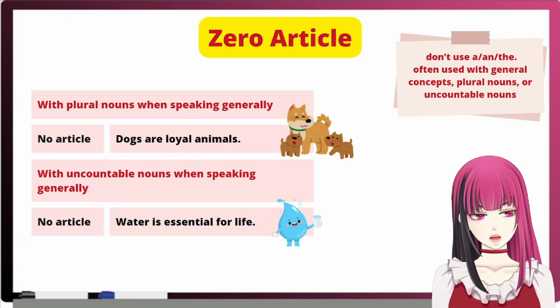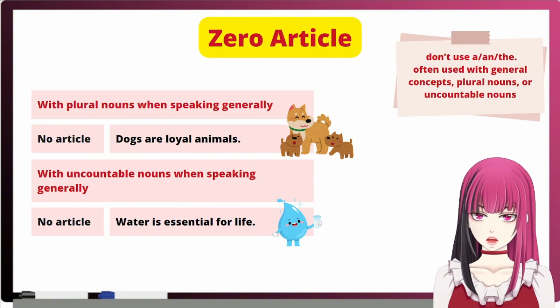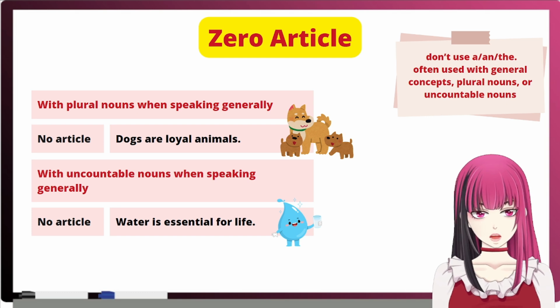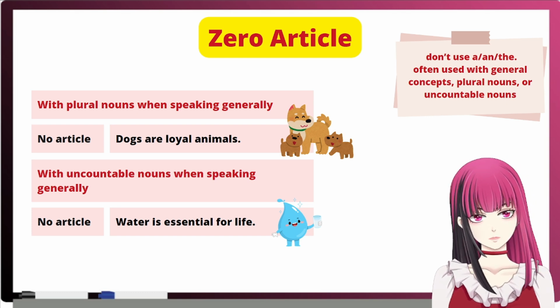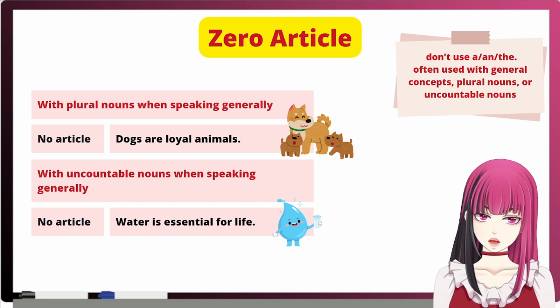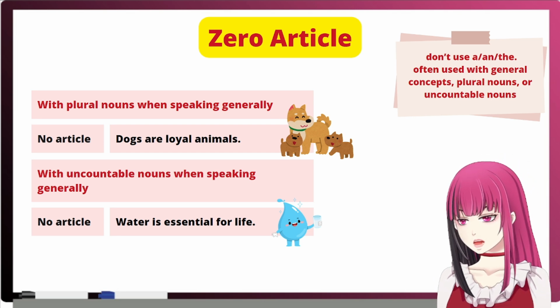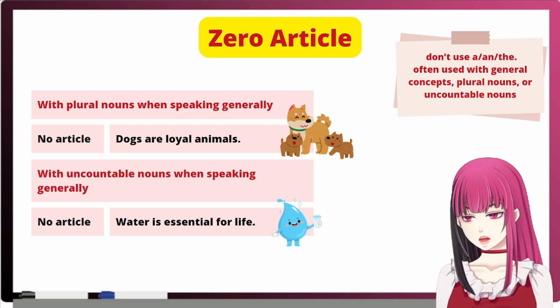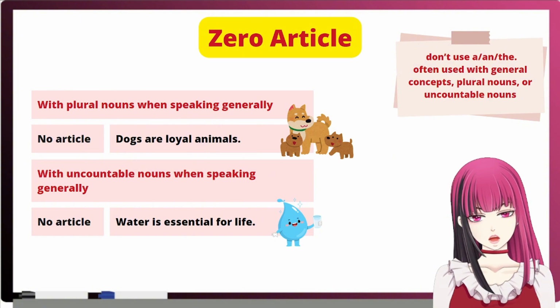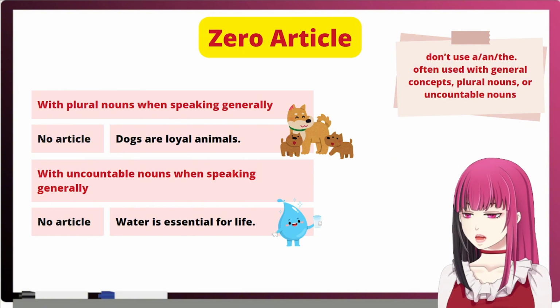So we have learned that definite articles are "the", while indefinite articles use "a" and "an". Zero articles are often used with general concepts, plural nouns, or uncountable nouns. Let's take a look at the examples. We use zero articles with plural nouns when we're speaking generally. Dogs are loyal animals. Dogs is a plural noun.